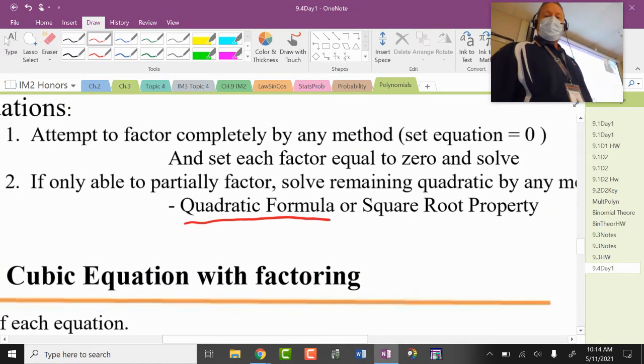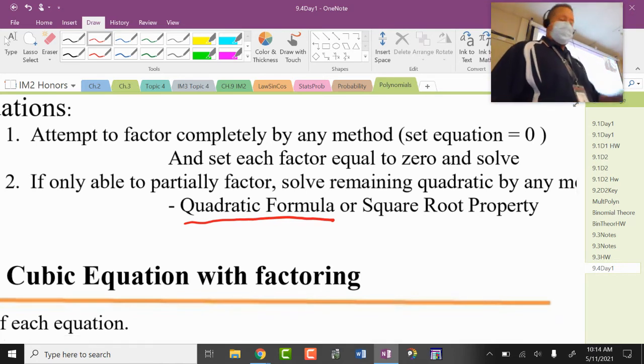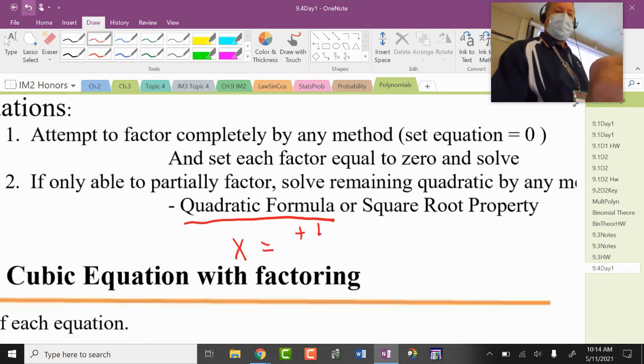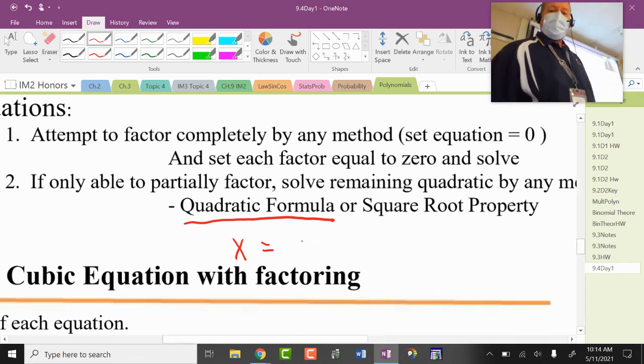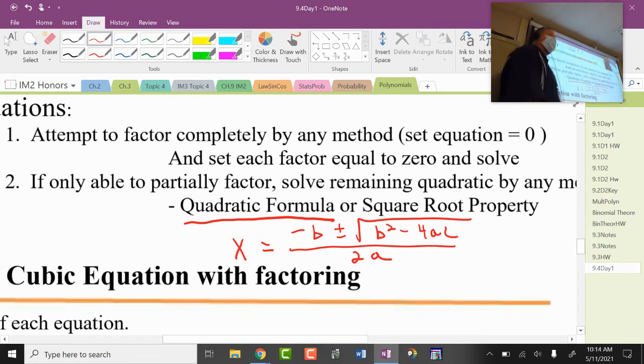What? You guys remember the quadratic formula? You want to do the song? Remember? She's excited. The opposite of B, wrong. That's not the opposite of B. I just did the same as B. That's too much thinking about the song. The opposite of B plus or minus the square root of B squared minus 4AC, all over 2A. Remember that?